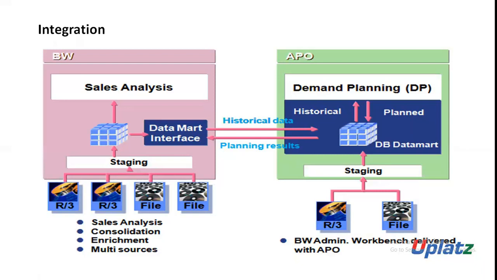In APO, demand planning takes this historical data and generates the forecast values. Once the forecast values are generated, they are stored as forecast data in backup cubes. Again it comes to BW, and on user demand, BW will generate the reports of the data.